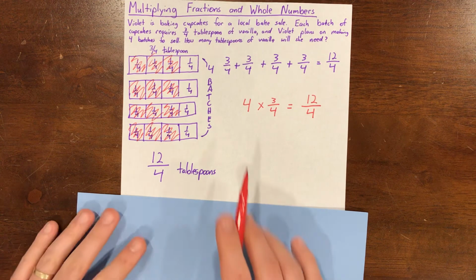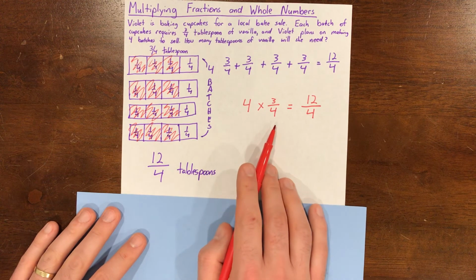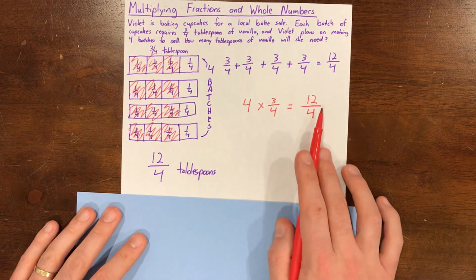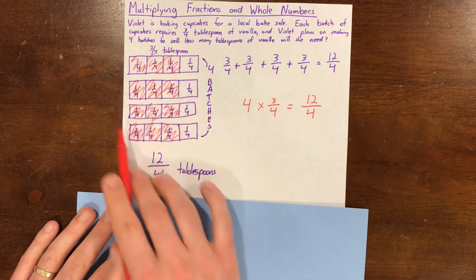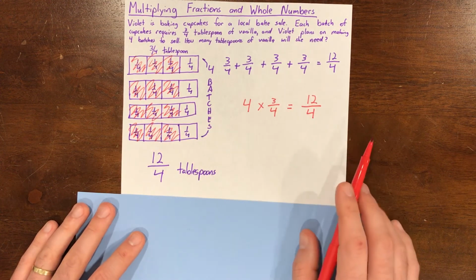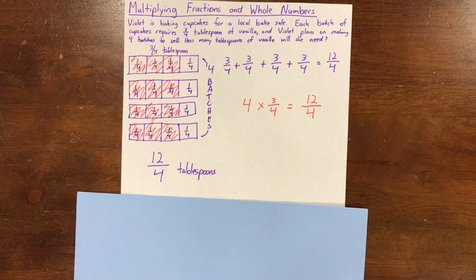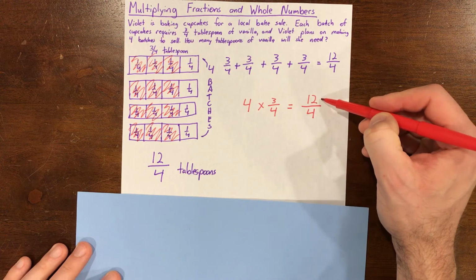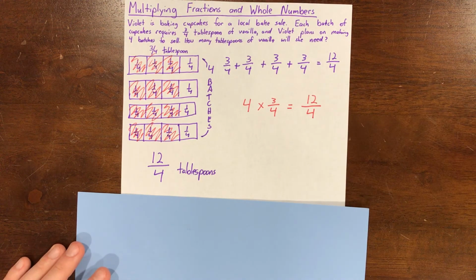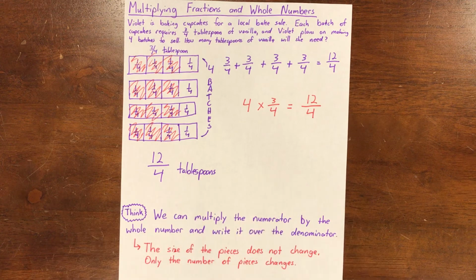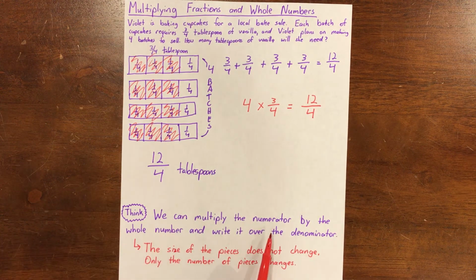Right, it works because we're making 4 groups with 3 fourths in each group. So you end up with 12 fourths, just like we did over here, and we were using repeated addition. The size of the pieces we're working with here doesn't change. The thing that's changing is the number of pieces that we have. So we can remember that we can actually multiply the numerator by a whole number and then write it over the denominator, because the size of the pieces does not change, only the number of pieces changes.